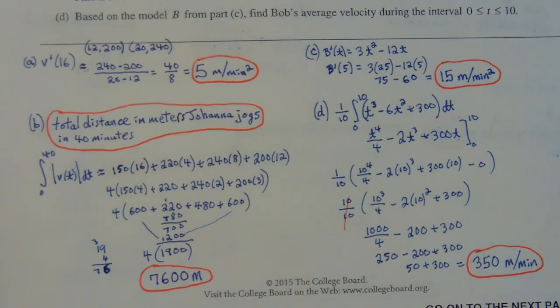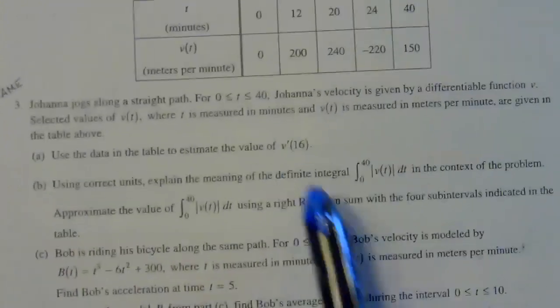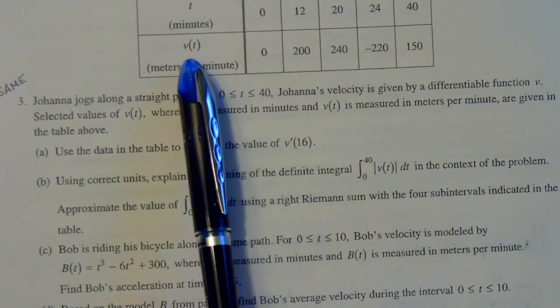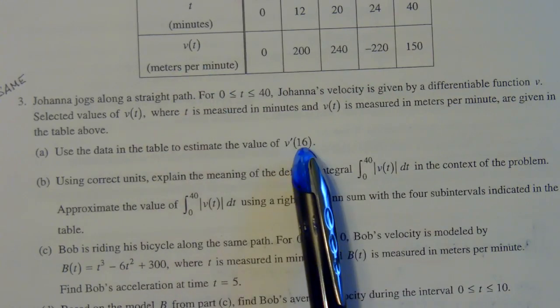We can be really good at every single part of this problem. You have done a lot harder problems than what's here on this one. We got this Joanna girl jogging, and they give us her velocity at certain times right there. And it says estimate V prime of 16. So this is your V. You want to do the derivative of that at 16.